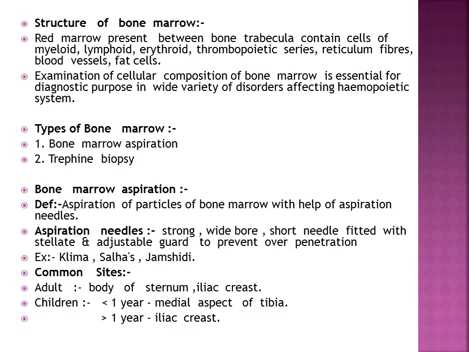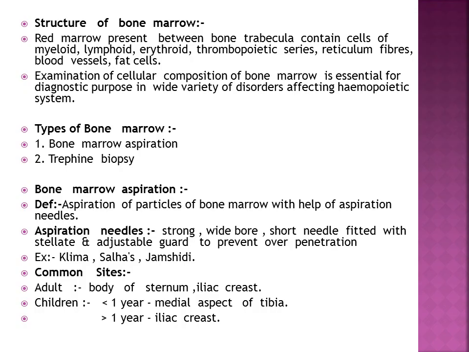Bone marrow aspiration is aspiration of particles of bone marrow with the help of aspiration needles. The needles should be strong, wide bore, and should have a guard to prevent over penetration. Examples of bone marrow aspiration needles are Klima, Salah, Jamshidi.